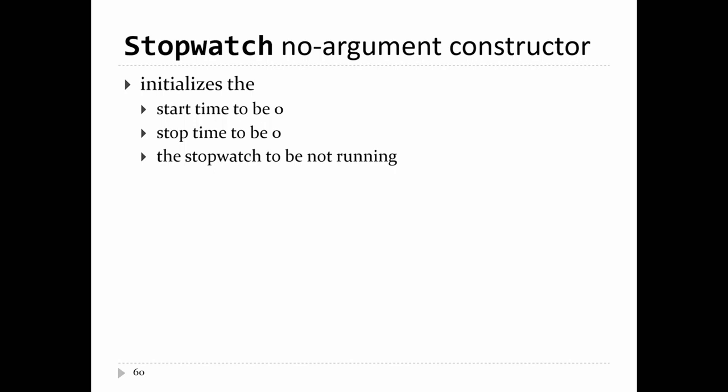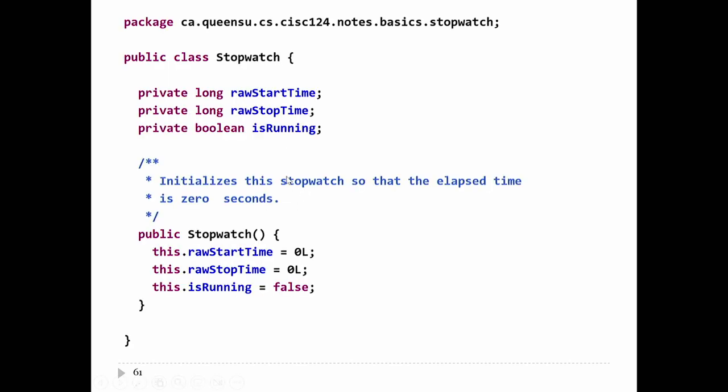For the stopwatch, it's not clear what to set the start and stop time to, because nanoTime is funny. nanoTime doesn't say that the time starts from 0. If you read the documentation for the method, it says the start time could be anything. So here I'm just going to set the start and stop time to 0, and the watch will not be running. That's pretty straightforward. So this.rawStartTime gets the value 0, the stop time gets the value 0, and isRunning gets the value false.